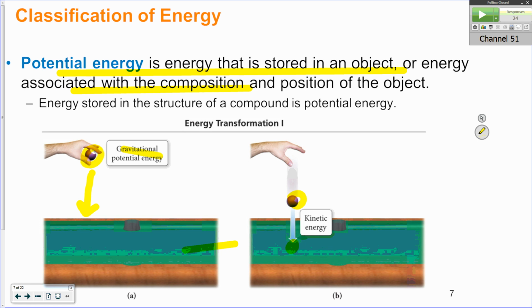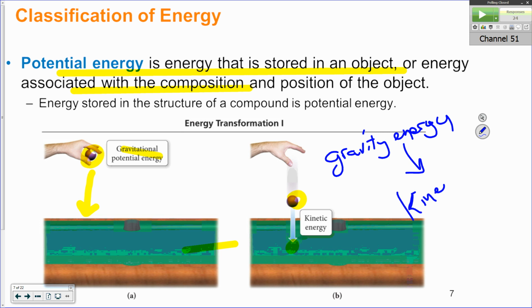Maybe it can make another ball move. But that potential energy has been converted into a new form. So the gravitational energy is converted into kinetic energy, energy of motion. And that's a simple example of where we can convert between one form of energy, stored energy, potential energy, into energy of motion, and we can see that in a classical sense. Same thing happens in chemical reactions. You can convert potential energy that's stored into the energy of motion and release.